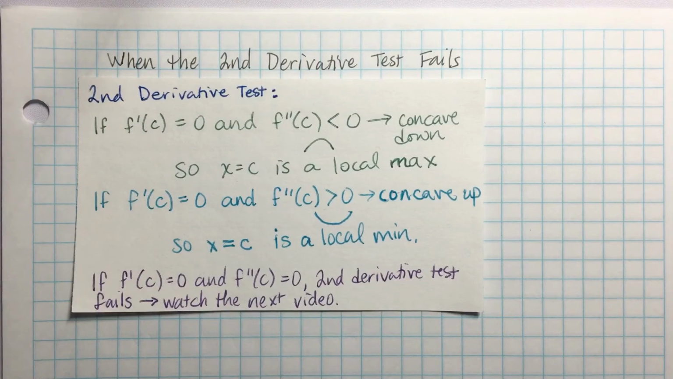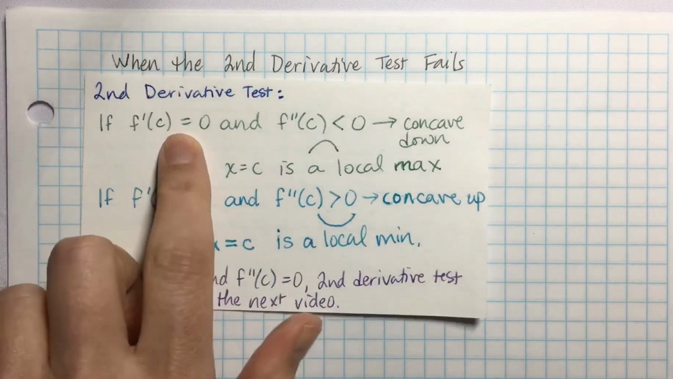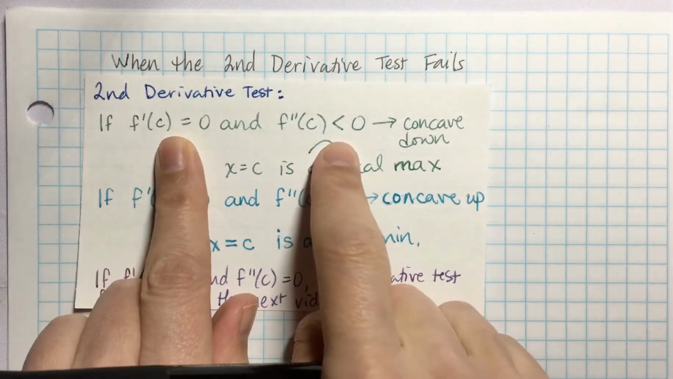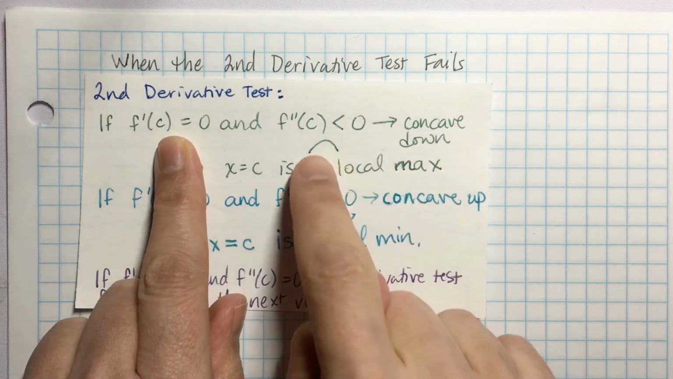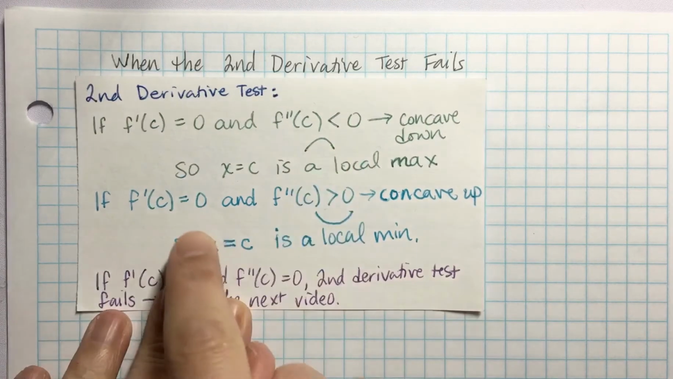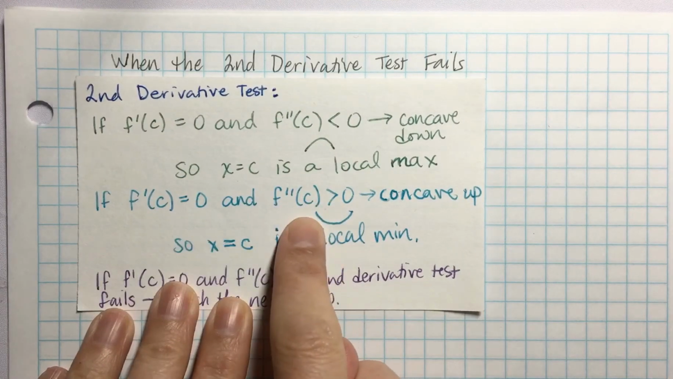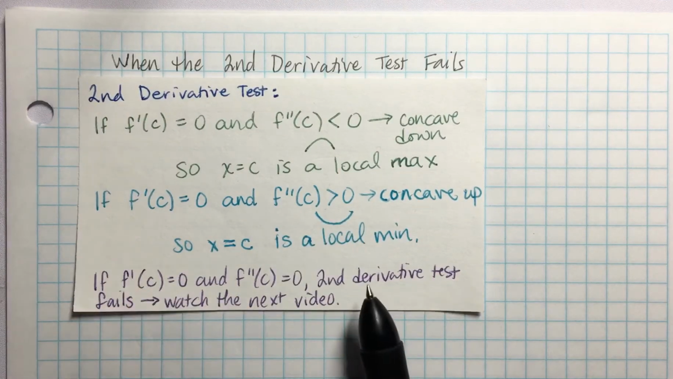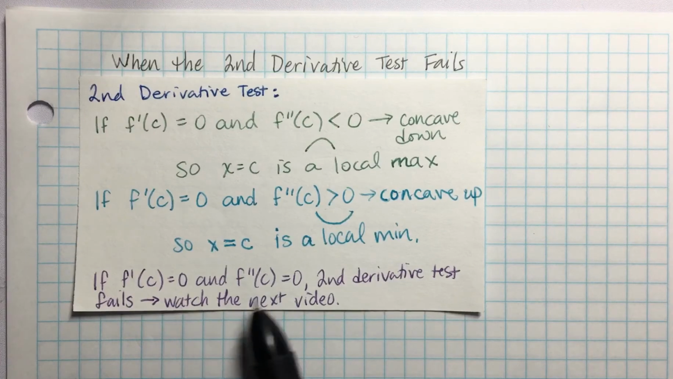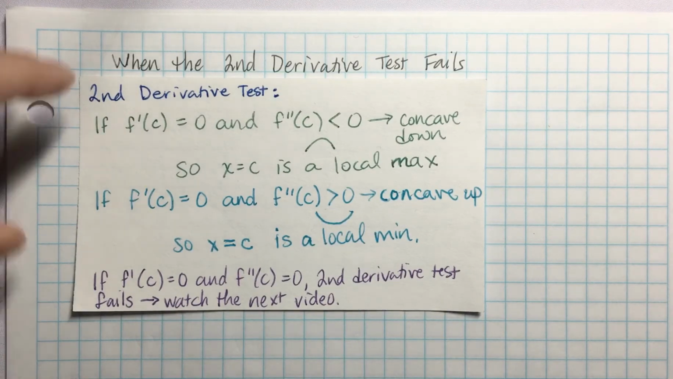Hey everyone, we are going to look at what happens when the second derivative test fails. Just a reminder, the second derivative test: if your first derivative is 0 and your second is negative, less than 0, then you're concave down and so you have a max. Or if your first derivative is 0 and your second derivative is positive, that means you're concave up, so you have a min. But what happens if your first derivative and your second derivative are both 0? This is when the second derivative test fails.